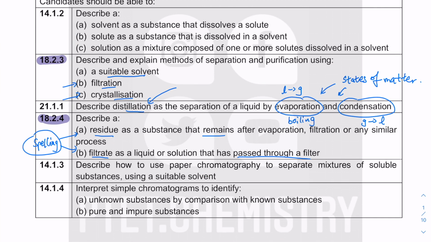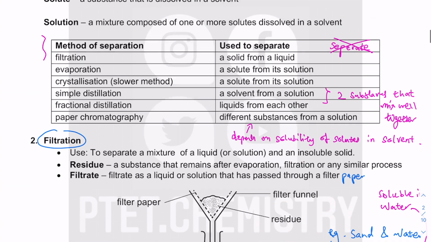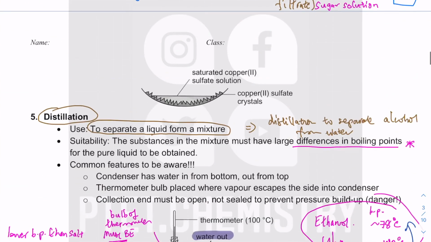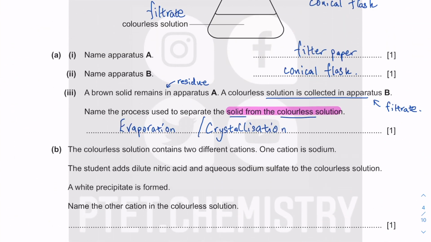Well, they don't specify which one, but they like the term crystallization. So you could essentially use crystallization or evaporation. But since the syllabus specified crystallization, perhaps we should use crystallization instead of evaporation. Evaporation means to dryness. Crystallization will be slower, but it will give you a purer solid in the end.